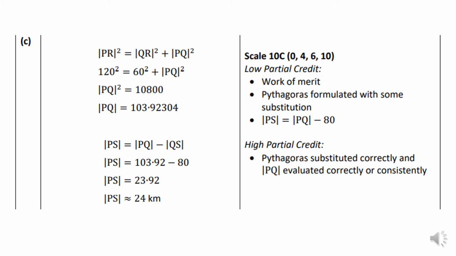Now here's the marking scheme. We got our 103.92 there, and then we subtracted and we got 24. 10 marks going for that. 4 out of 10 for any work of merit, or if you use Pythagoras with some substitution, or if you wrote down what you hope to do to subtract the distances. You get 6 out of 10 if you fully got Pythagoras and got the PQ evaluated. But if you forgot to do the subtraction at the end, you'd still get 6 out of 10.